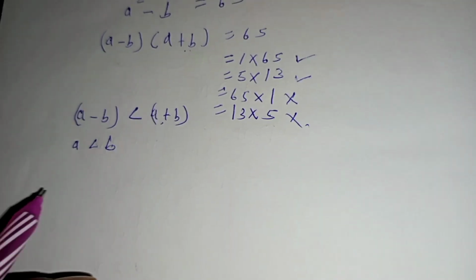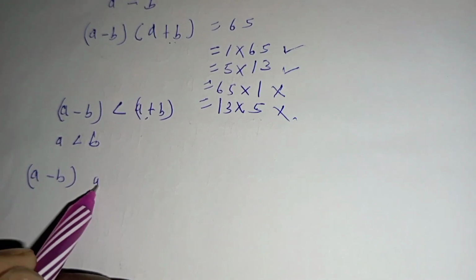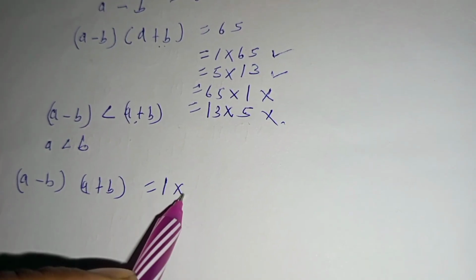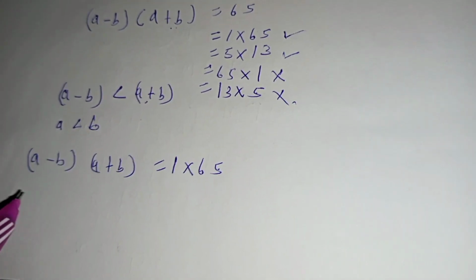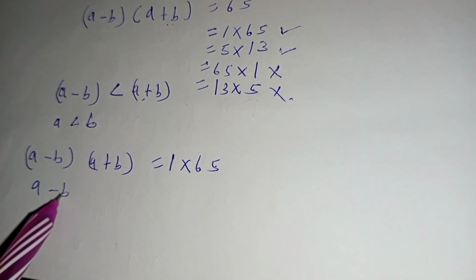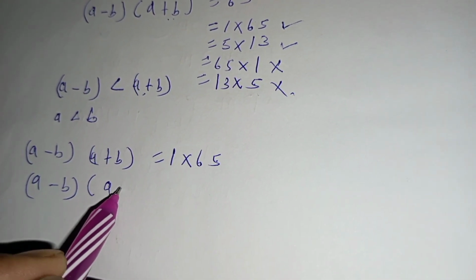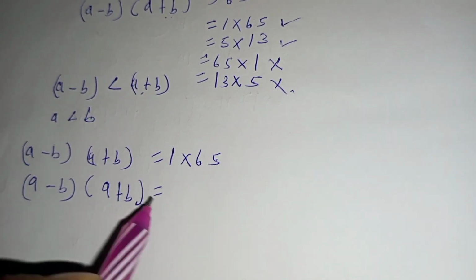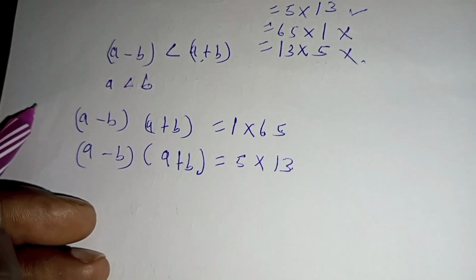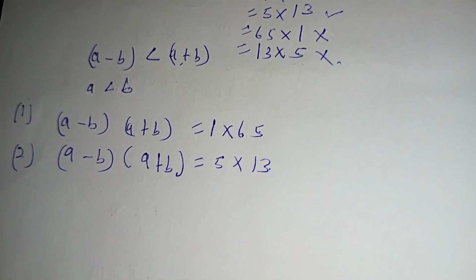So we shall have those two possibilities. Possibility number 1: a minus b multiplied by a plus b is equal to 1 multiplied by 65. Possibility number 2: a minus b multiplied by a plus b is equal to 5 multiplied by 13. So these are two equations. I can call this equation 1 and the other one equation 2.